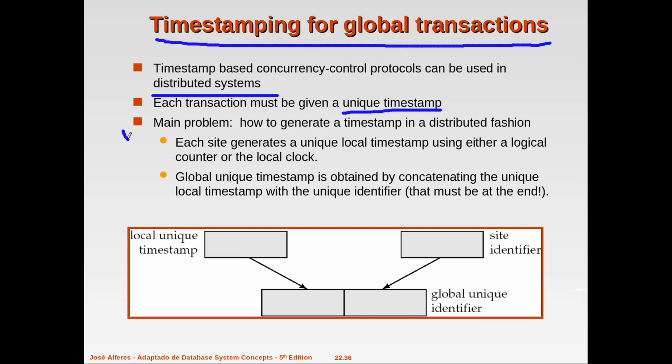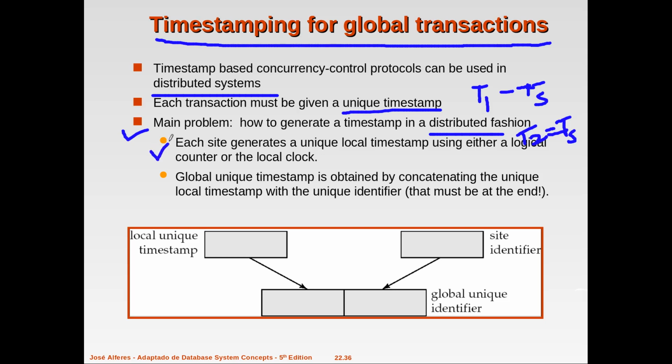For example, T1 is given a timestamp. Similarly, T2 is given another timestamp. It may be present in some other site. So each transaction must be given a unique timestamp, so the transaction time will be different for each of these transactions. Now the problem is how to generate a timestamp in a distributed fashion, because the timing of different sites will be different in different locations. So how can we have a timestamp that can be generated in a distributed fashion?